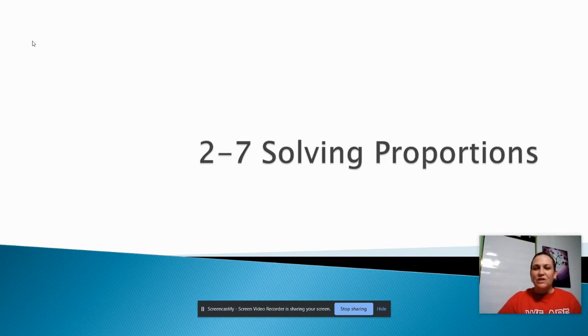Hi guys. So today we're continuing with solving proportions. We're going to up the ante a little bit by putting adding and subtracting problems in our proportions. That's the only new thing today, and I only have one example for you.